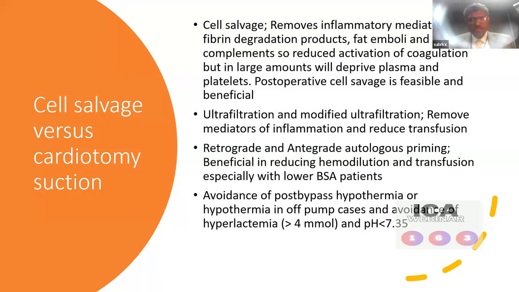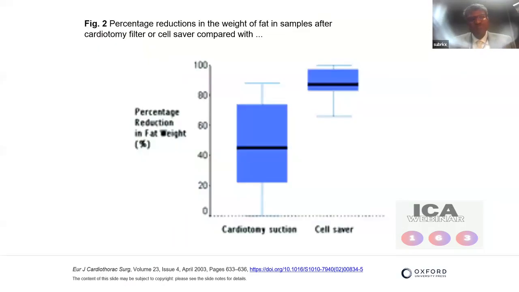It is a challenge in patients with minimally invasive surgeries or off-pump cases to keep the patient warm, especially in hybrid rooms. There is no real way to warm these patients. So it's the surgeon and OR nursing, all have to cooperate to avoid hypothermia in such patients.